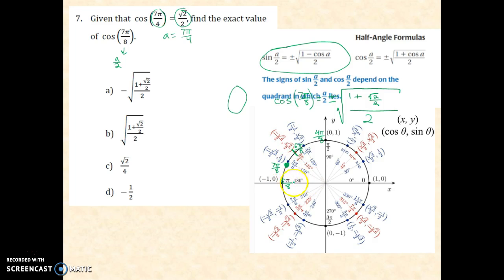What quadrant are we in? We're in quadrant 2. And we are doing the cosine, right? And so cosine in quadrant 2 is to the left, so that's negative. So we're going to have negative square root of 1 plus radical 2 over 2, over 2.